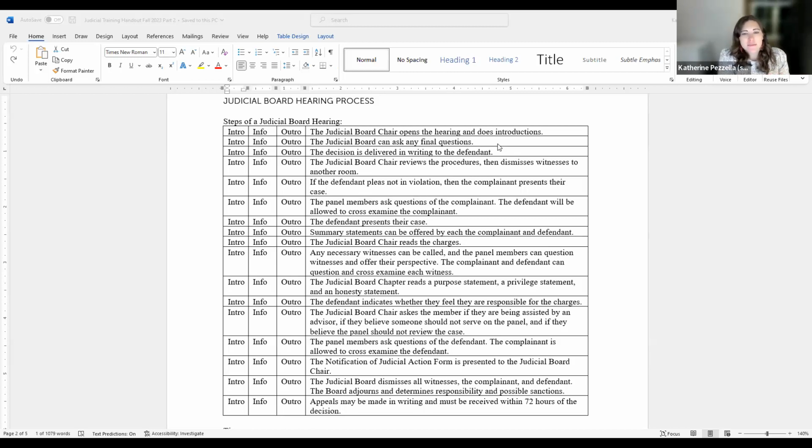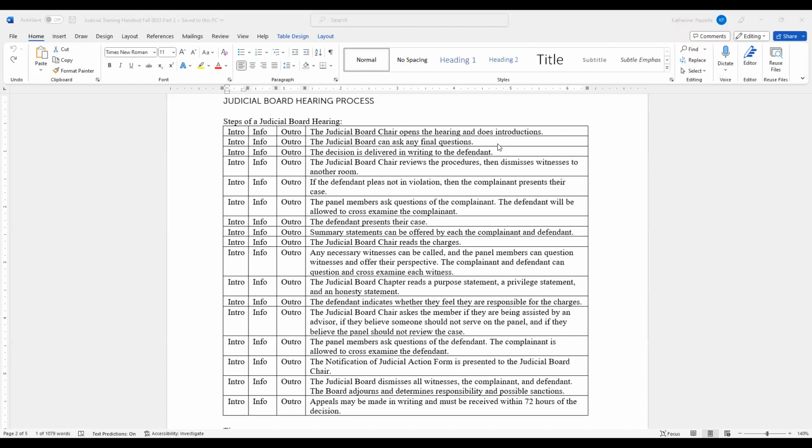If the defendant pleads not in violation, then the complainant presents their case. Info. Definitely. Panel members ask questions of the complainant. The defendant will be allowed to cross-examine the complainant. Info. The defendant presents their case. Info. Summary statements can be offered by each of the complainant and the defendant. Info as well, but the end of it.